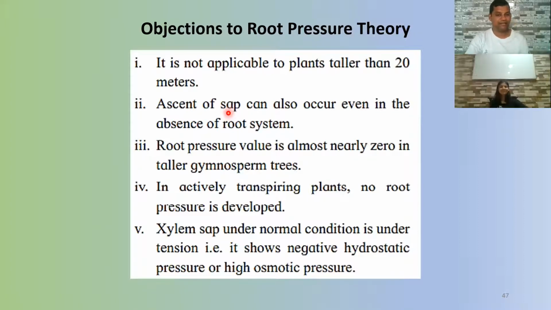So how is that happening? Because root pressure develops in the roots. If there is no root system, then how is there ascent of sap? So that could not be answered.